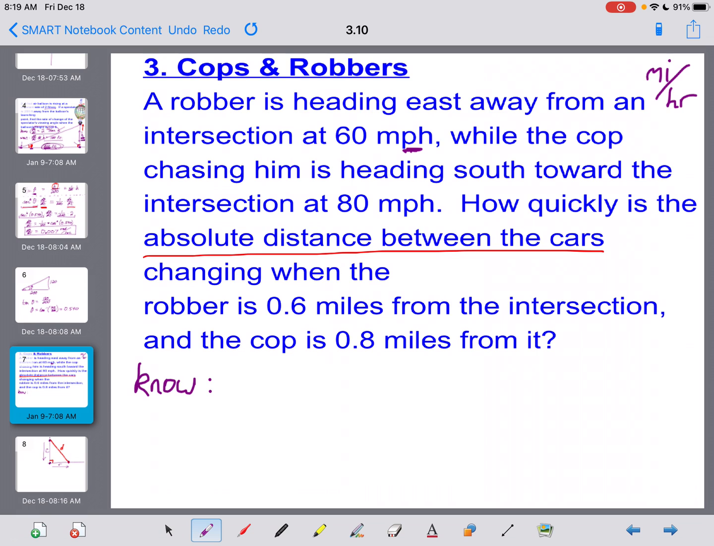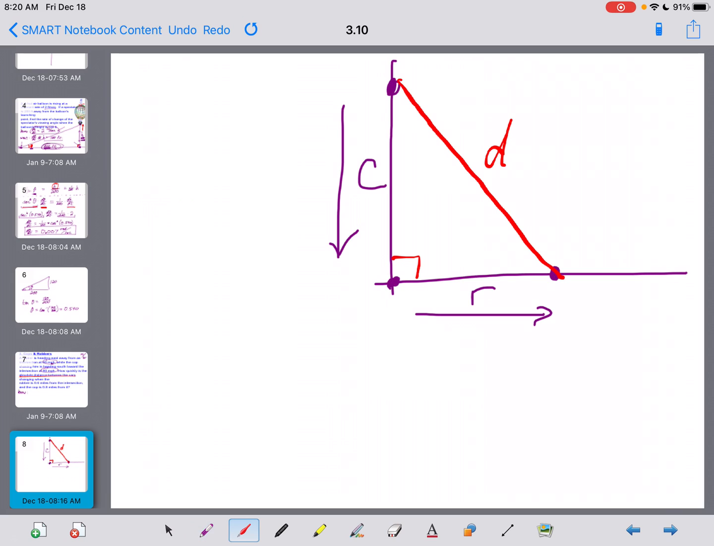And as I go back and look for rates, for example, in the first problem, that rate was 15 cubic feet per minute. In the second problem, the balloon was rising at a rate of 2 feet per second. You're looking for the word per, and we've got that here, and we've got that here. The robber is heading east away from the intersection at a rate of 60 miles per hour. That means, guys, that this robber's distance is increasing at 60 miles per hour. So that is the derivative there of R.